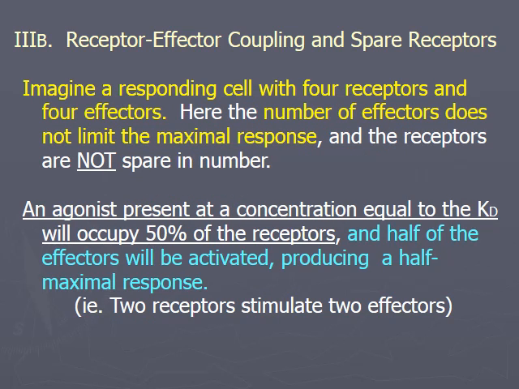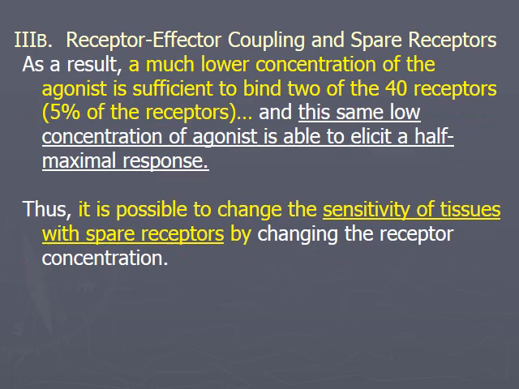Now, the next couple of slides are talking to you about spare receptors, this idea of low agonist concentration giving a large signal. And I've kind of already said it. I'm going to go through these next two or three slides, just the words of what I've been saying.